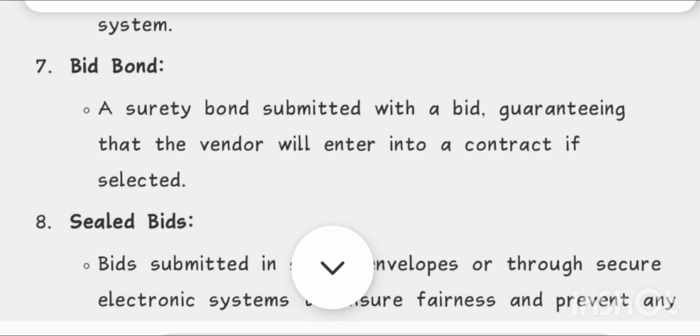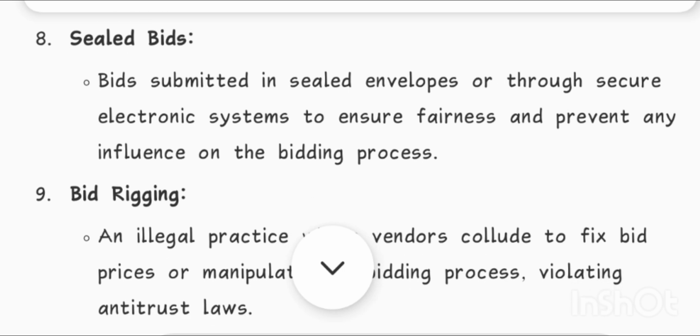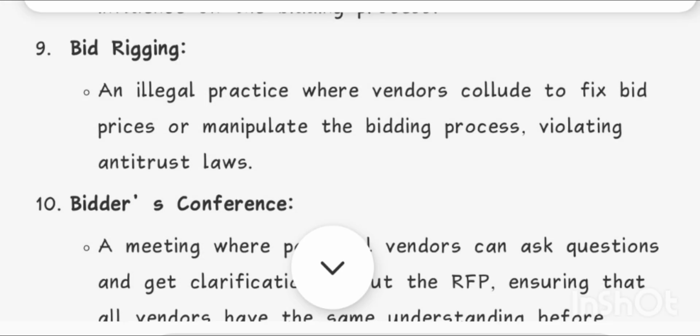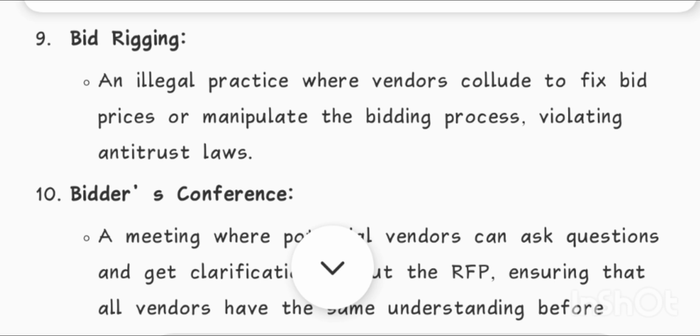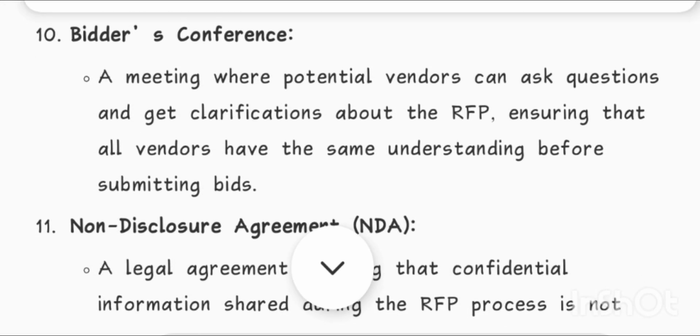7. Bid bond, a surety bond submitted with a bid guaranteeing that the vendor will enter into a contract if selected. 8. Sealed bids, bids submitted in sealed envelopes or through secure electronic systems to ensure fairness and prevent any influence on the bidding process. 9. Bid rigging, an illegal practice where vendors collude to fix bid prices or manipulate the bidding process, violating antitrust laws. 10. Bidders Conference, a meeting where potential vendors can ask questions and get clarifications about the RFP, ensuring that all vendors have the same understanding before submitting bids.